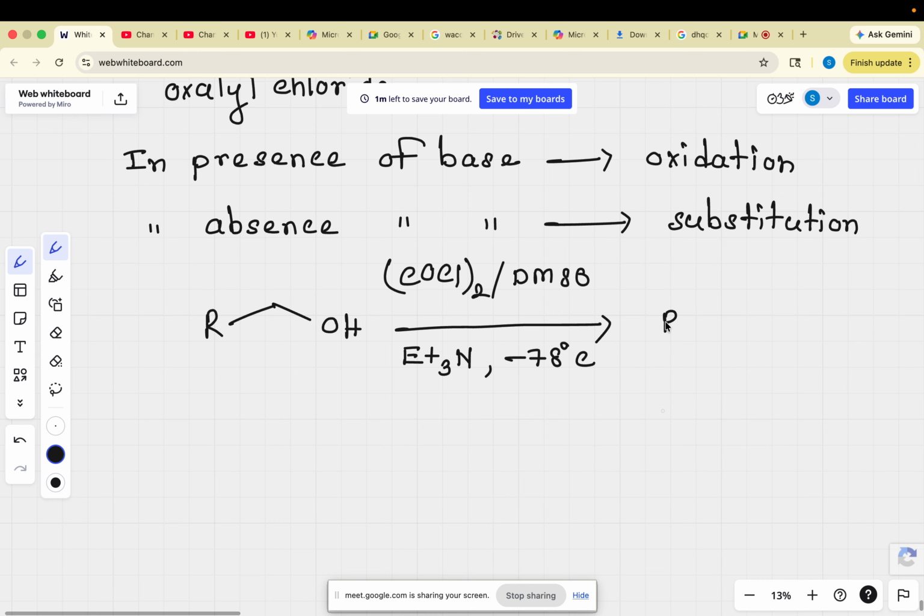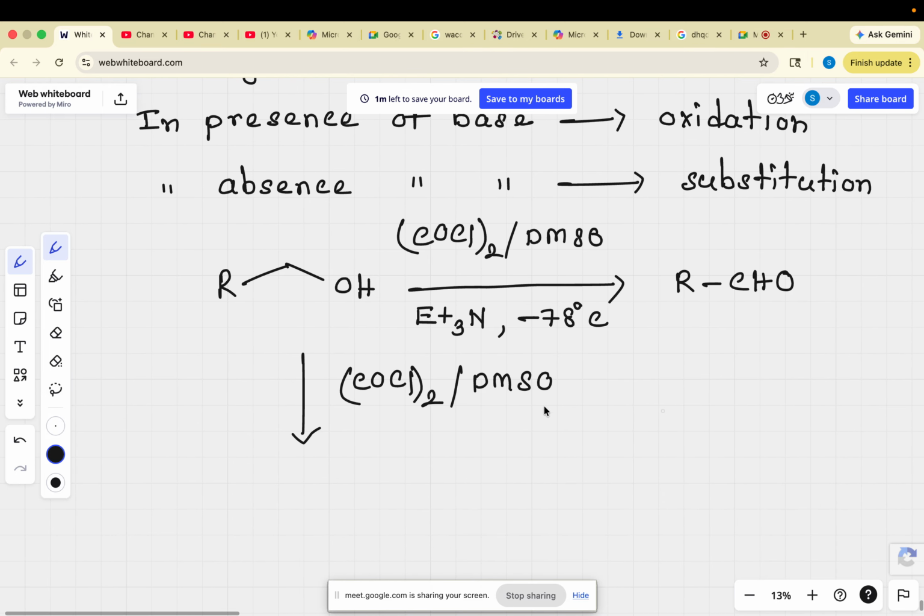Aldehyde, sir. Aldehyde, RCHO. Okay, if I give this reagent COCl whole 2 in presence of DMSO, that time what will be the product? RCOCl. Substitution reaction will take place. So basically Cl minus will attack and OH will leave. So you will get this substitution, RCH2Cl. So in absence of base you are getting substitution.